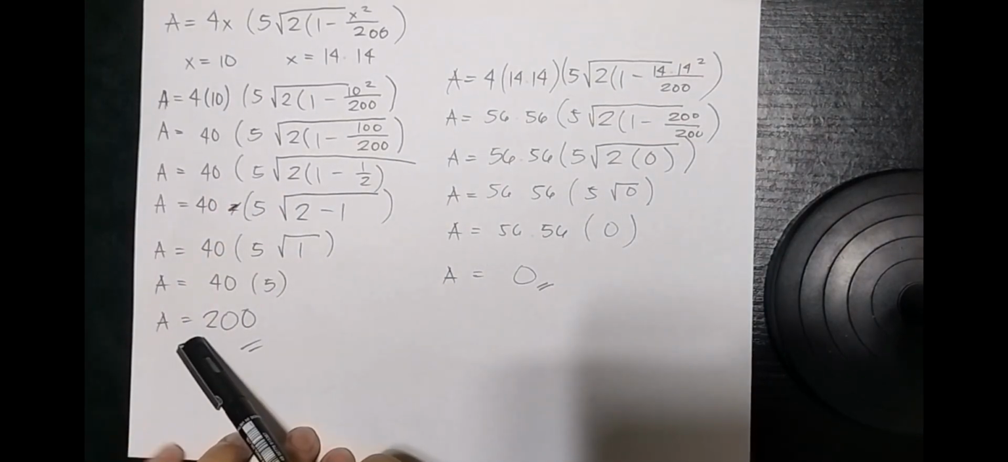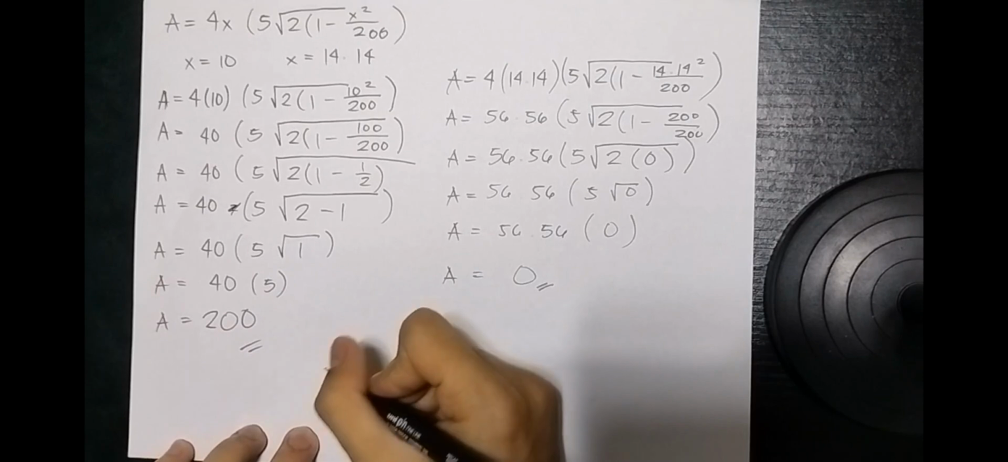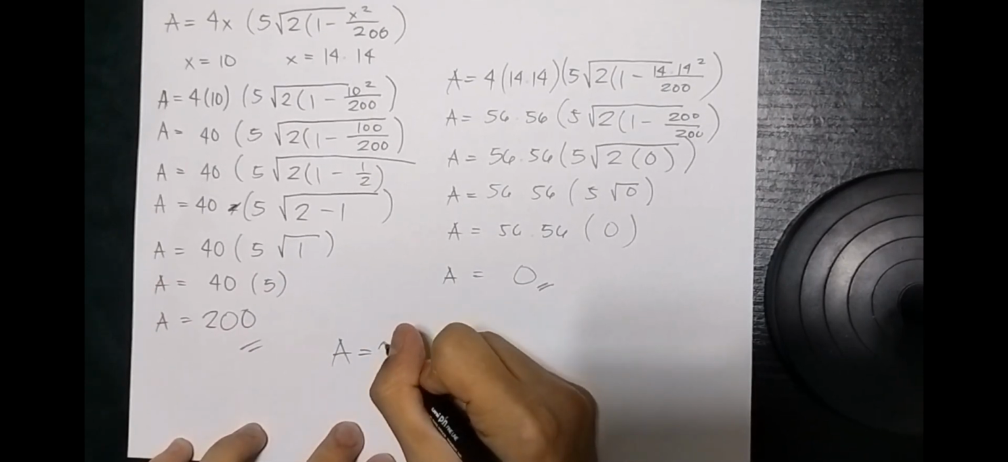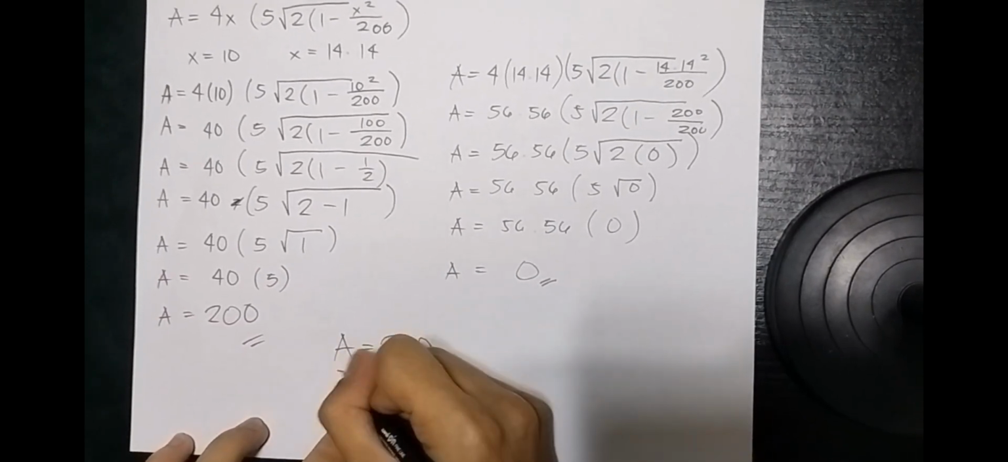We have two areas, but 200 is much bigger than 0. So our maximum area is equal to 200.